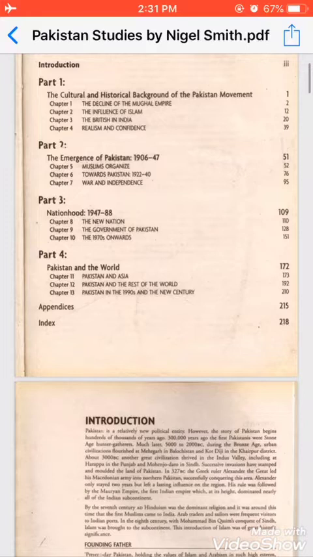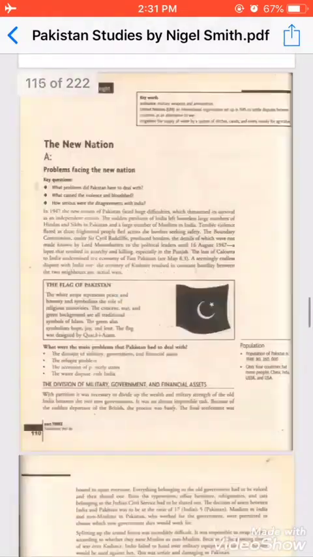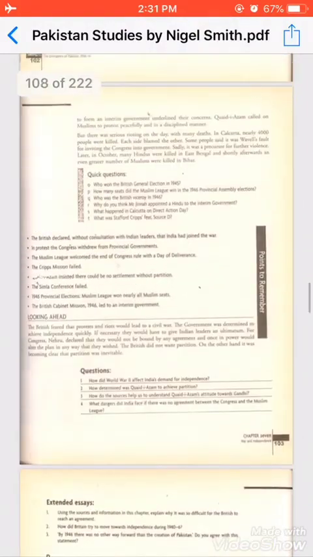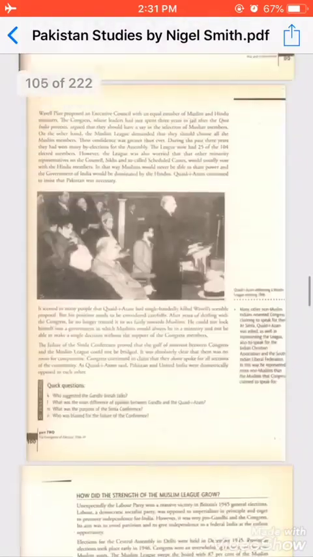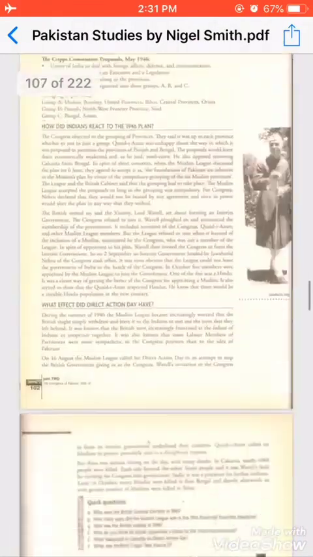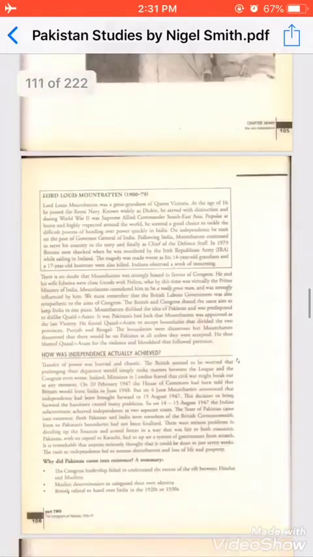We're going to start with part 3, nationhood, that is on page number 109. Here it is, nationhood, 1947 till 1988.